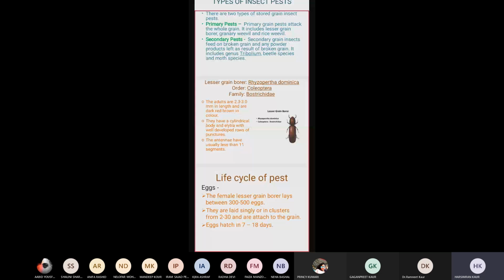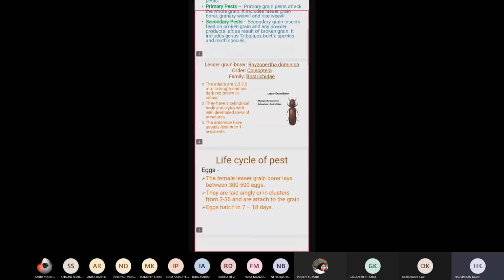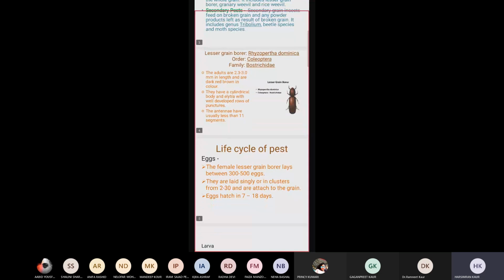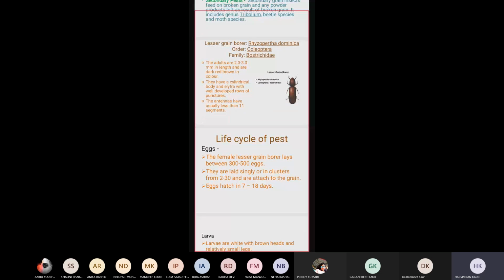Elytra is a wing modification. It is a hard shell-like structure that is a wing modification without clear wing venation, and they form horny sheets. Then moving further to the life cycle of the pest, firstly eggs. The female lesser grain borer lays between 300 to 500 eggs. The eggs are laid singly or in clusters of 2 to 30 and they are attached to the grain they infest. Eggs hatch in 7 to 18 days.